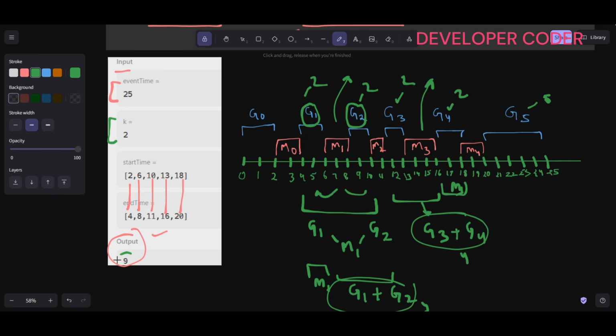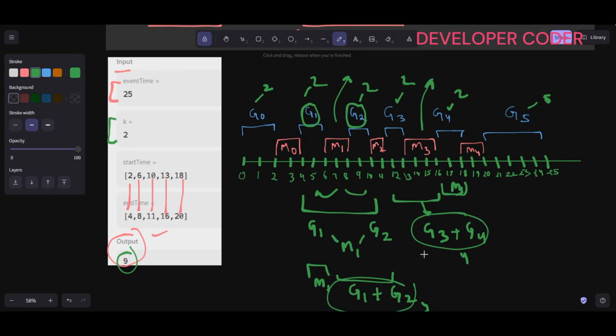Not 9. If you see here, g5 is 25 minus 20, so 5. Until here only the gap, right? And here g3 and g4 you are combining. After rescheduling, you are going to get 4 only. Here 11 to 13, 2 only, right? So you are getting 2 only. Here also this is 2. So now see, this is one way, right? In this case what I'm doing is rescheduling the meetings which are not adjacent to each other.